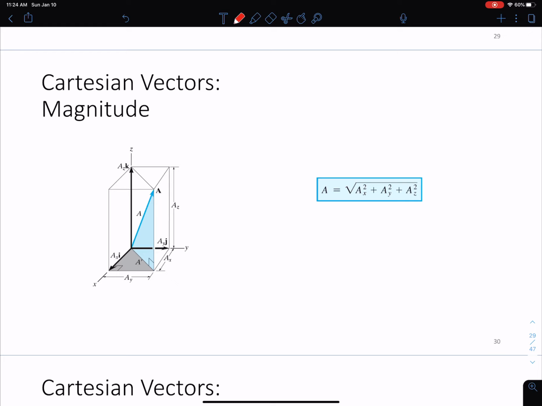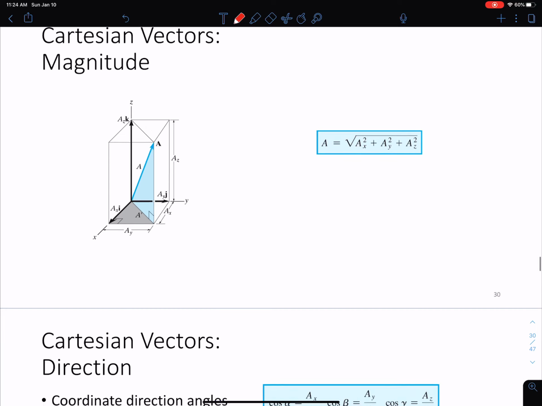And of course, our magnitude is exactly the same as before. We're just square rooting the sum of the squares of each component: the component in the x direction, the component in the y direction, and the component in the z direction, squared. Take the square root of that, and I still get the magnitude of A.